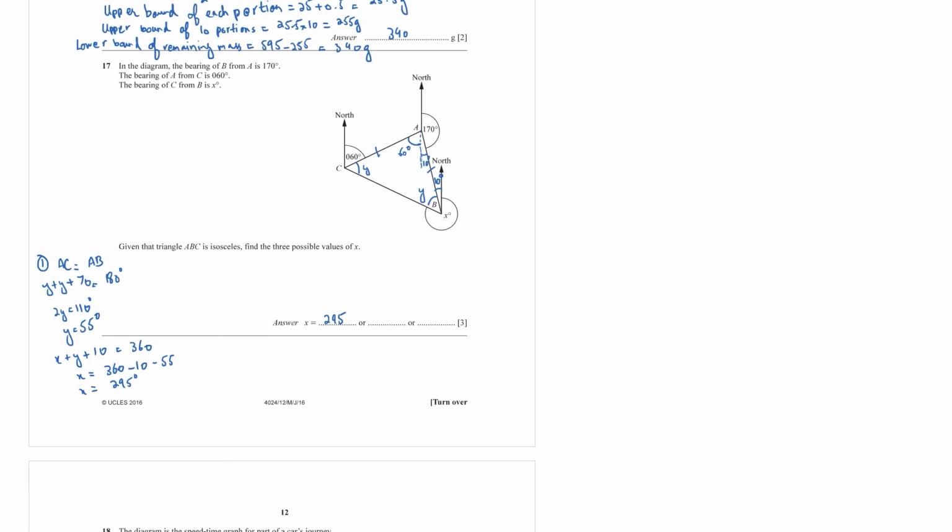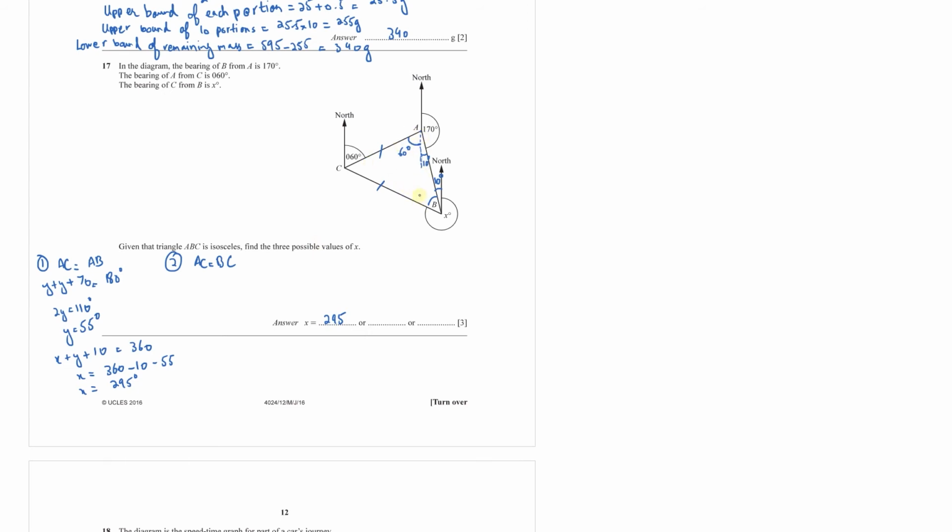So the next possible case. Let me bring the eraser here and remove this y and this here as well. The second case would be AC equals BC. So these two lines are equal to make this triangle ABC an isosceles triangle.